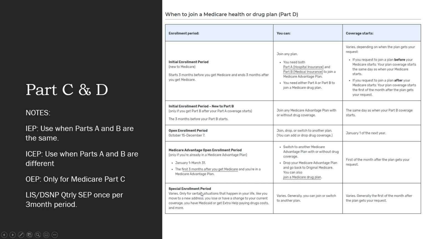And the last one is the special enrollment period, and that's for people who have Medicaid or extra help. And one more thing for that special enrollment period: if someone moves, they have 60 days from the date the address change takes place to change their Medicare plans, and they can change their drug plan and/or their Medicare Advantage plan during this time frame.